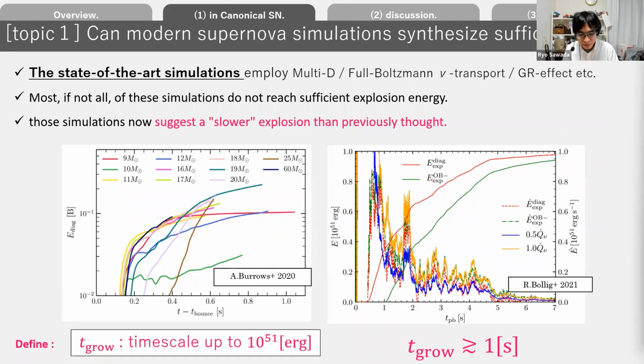And I briefly summarize the recent state-of-the-art multi-D simulations. The state-of-the-art simulations employ multi-D, full Boltzmann neutrino transport, and GR effects, etc. And these figures are simulation results from separate groups. The x-axis is the time and the vertical axis is the energy. Now we look at the time growth of the explosion energy. The unit of the vertical axis is a bit complicated, but they are normalized by a typical value. Therefore, a simulation is successful when it leads to 1.